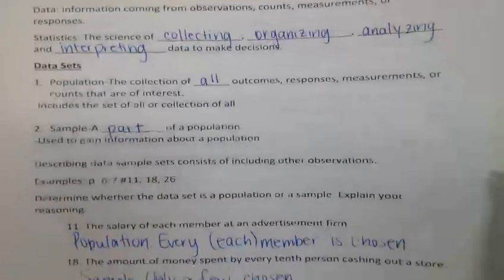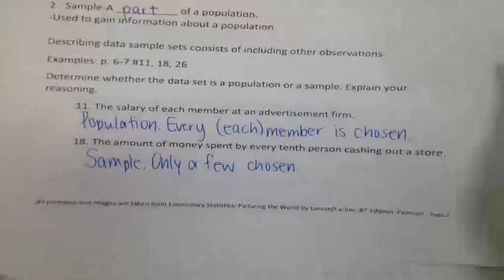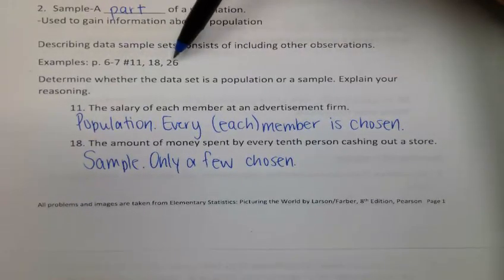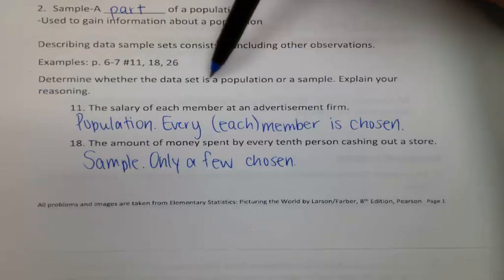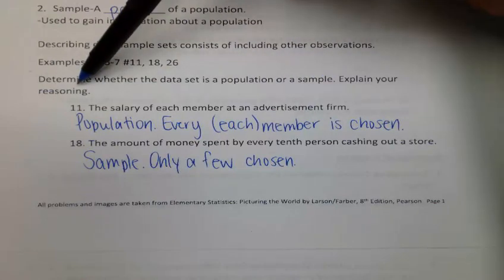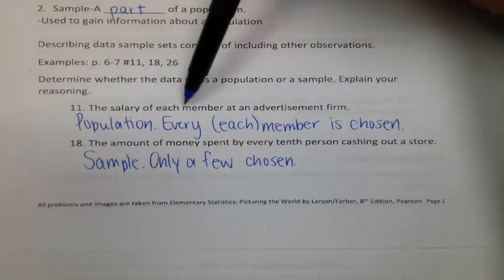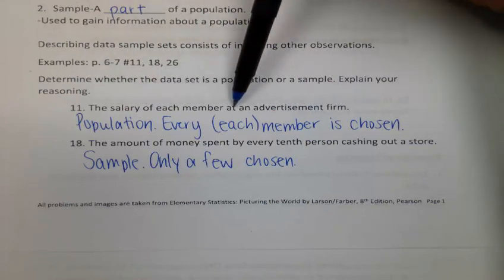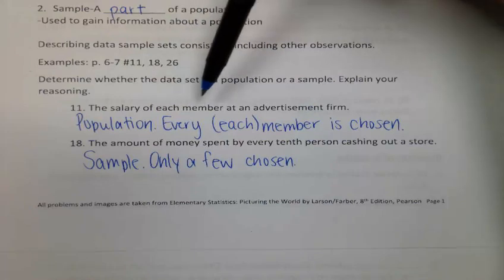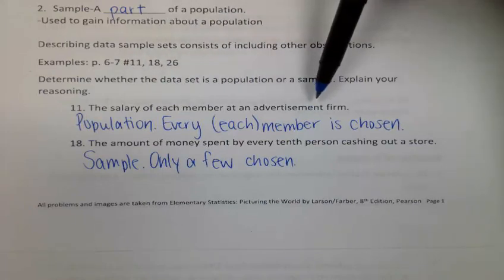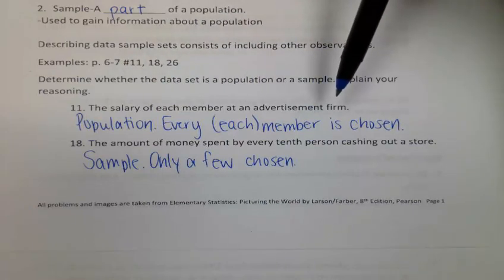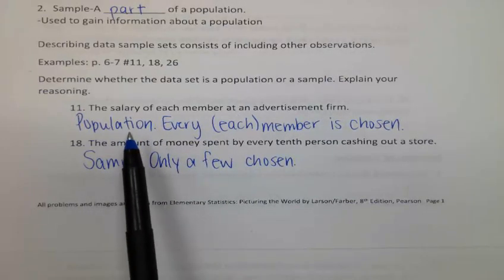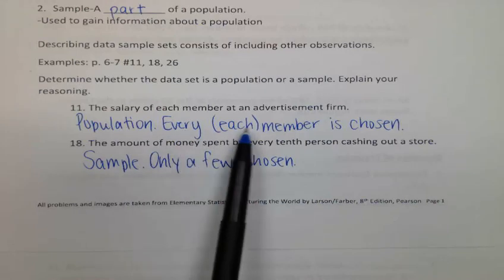All right. In the book, page 6 and 7, we have numbers 11 and 18. We're going to determine whether the data set is a population or a sample. Explain your reasoning. So number 11, the salary of each member at an advertisement firm. The salary of each member. So that means they went to everybody and received the salary, meaning we can get all the data. They collected all the data. This is a population data set. Everyone was chosen.